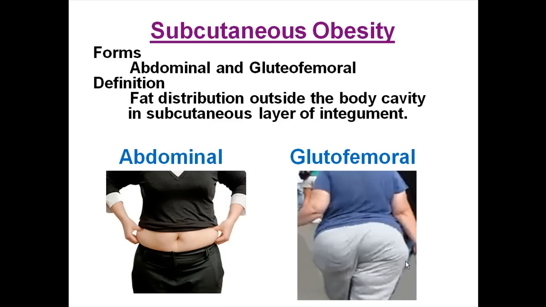If we look at subcutaneous obesity, there are two forms, abdominal and gluteofemoral. Again, this is fat distribution outside the body cavity, in the subcutaneous layer, and it's the jiggly kind of fat. It's the Santa Claus fat, or the fat on your hips, or the fat that folds over your belt in your stomach. It's a more movable, jiggly kind of fat that you can pinch, the pinch-an-inch kind of thing. So that would be subcutaneous obesity.